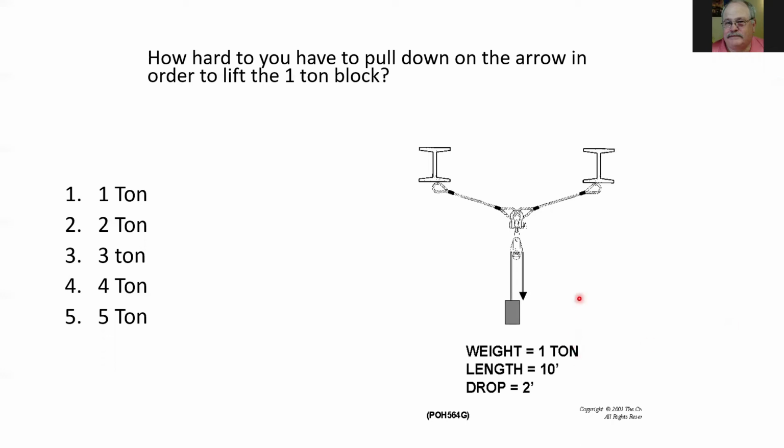Well, in order to pull on that arrow to lift that 1 ton block, you have to pull a little over 1 ton. So we're going to go with 1 ton to overcome bearing frictions and stuff. You just have to go a hair over to get it to come off the ground. So we have 1 ton. Next question.